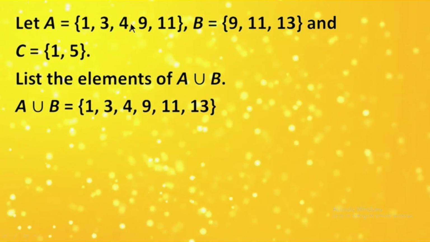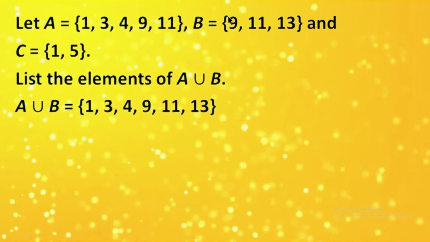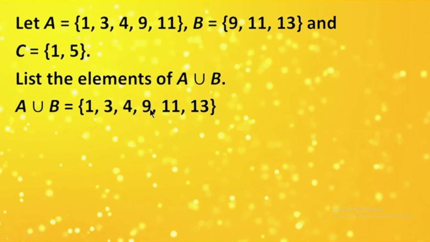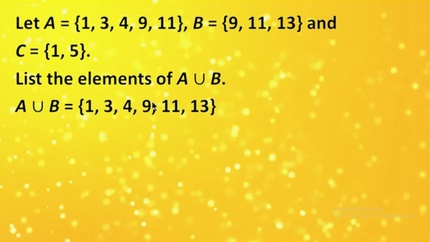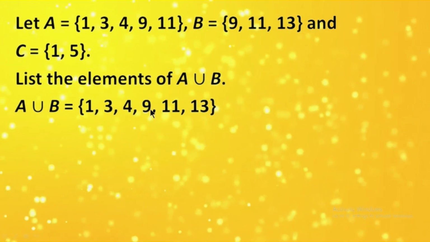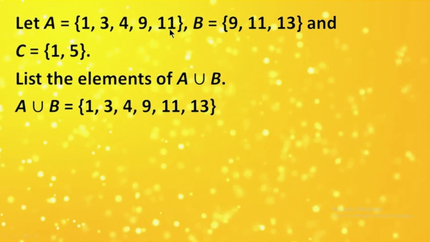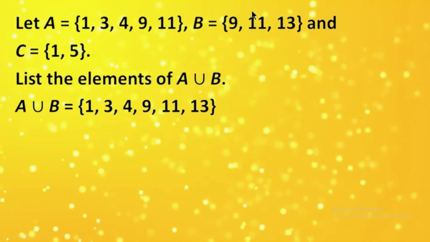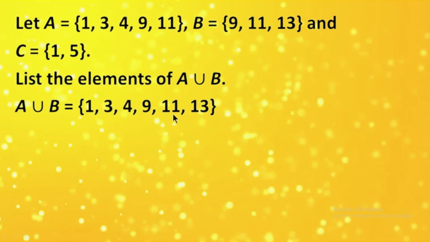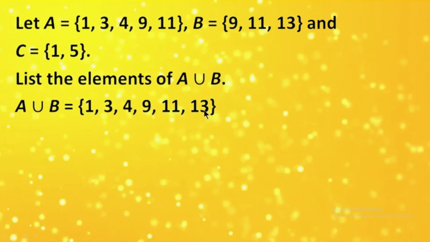All the elements of A you write here, and also all the elements of B you write here. But as you can see, 9 is an element of A and also an element of B. So you just need to write 9 once. You do not need to write 9 twice, just take one of them and put it in A union B. And another element, 11, belongs to A and also belongs to B. You need to write 11 once, just pick one of them. So this is A union B.